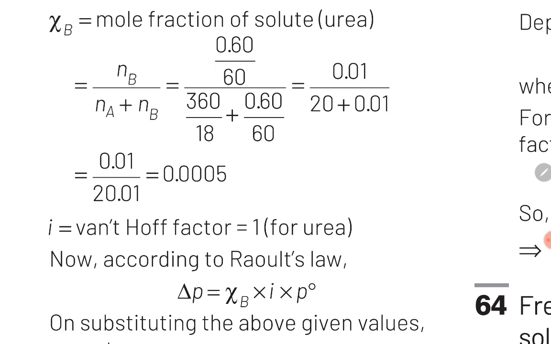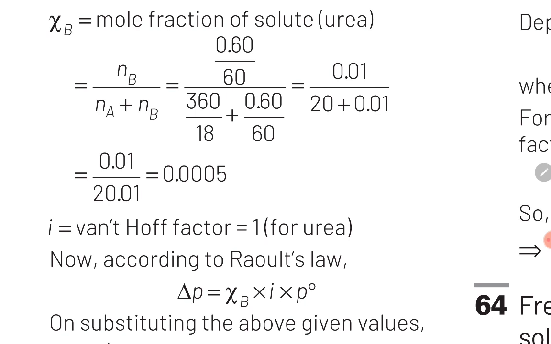Number of moles of urea will be equal to given mass of urea divided by molar mass of urea. So the calculation becomes 0.6 divided by 60. And number of moles of water will be equal to given mass of water divided by molar mass of water. And this calculation becomes 360 divided by 18. So after substituting all the values, we'll obtain mole fraction of solute as equal to 0.0005.